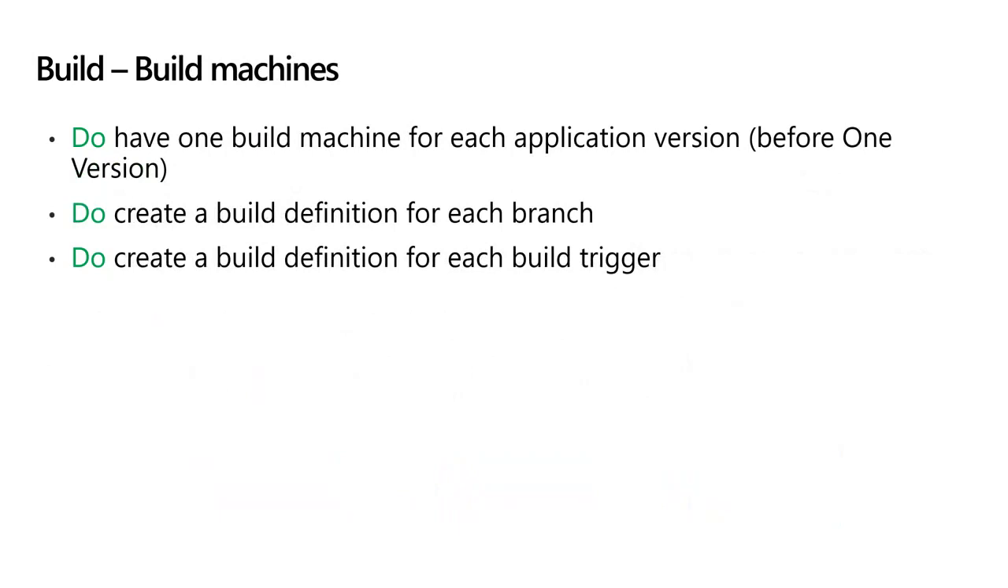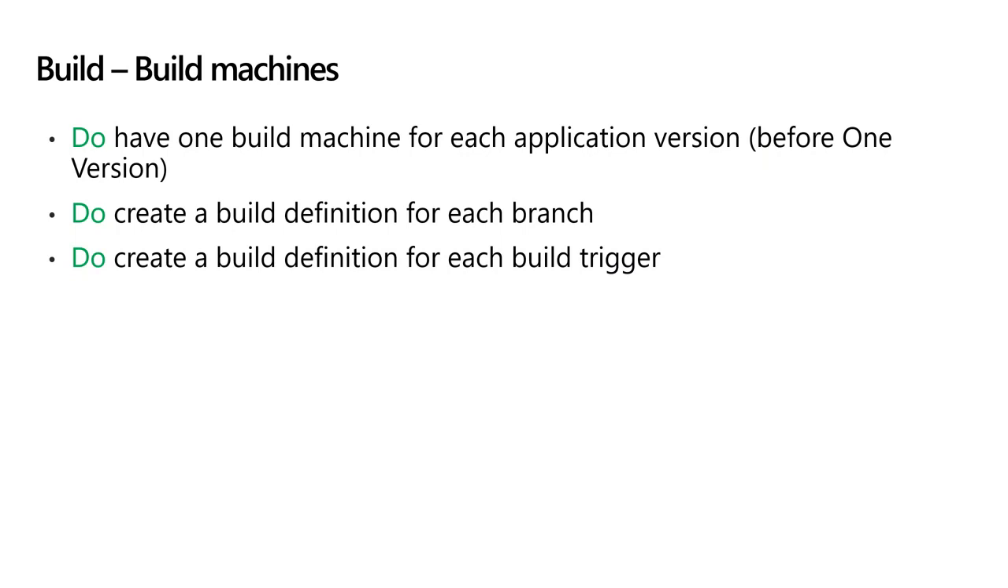A few notes on the build machine. You need to have one build machine for each application version, before one version at least. There are some scenarios like we talked about with service updates where you might need multiple build machines, but in general the builds are backward compatible and that normally works with just one build machine.